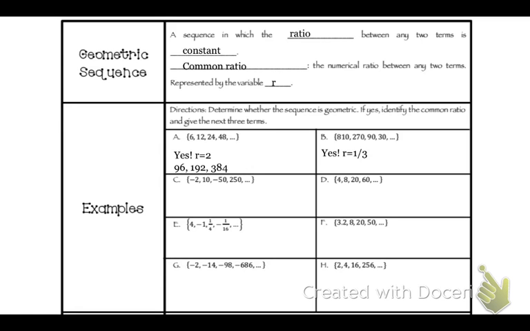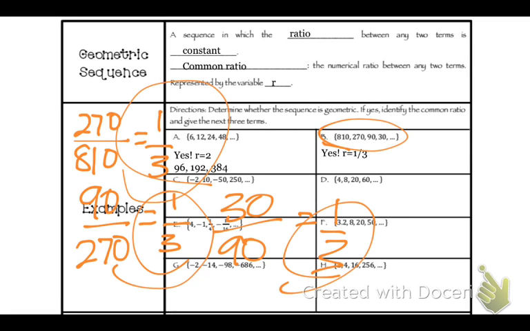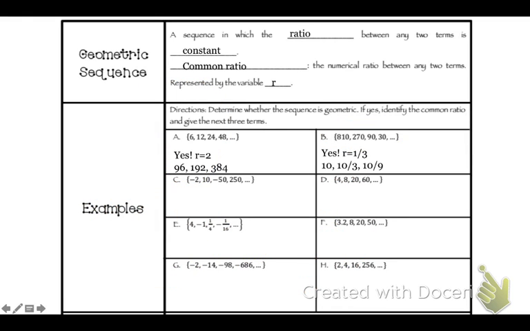So an easy way to figure out if it's geometric, let's do this one. Let's take the second term, so 270 divided by 810. If you reduce that, you get 1/3. Then let's take the next two, so 90 divided by 270, and again you get 1/3. You can take the next one if you want to, so 30 divided by 90, and you still get 1/3. Same, same, same, so yes. If you end up with a different number each time, then it's no. So that's yes, and the next three terms are 10, 10/3, and 10/9.